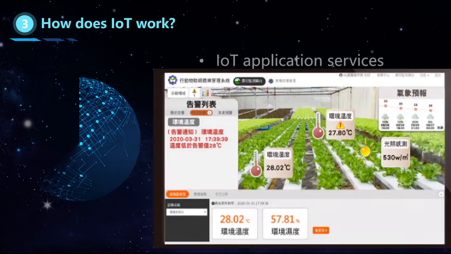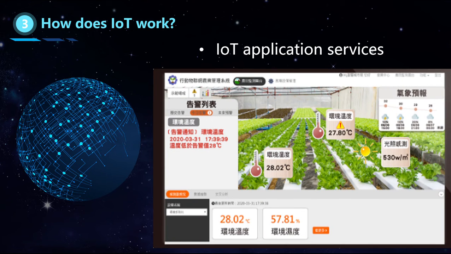Last, let me show you IoT application service. This example is the smart agriculture IoT. Farmers who plant crops can control the growth of the crops in real time through the internet. This system detects the temperature of the environment, the humidity of the air, the humidity of the soil, and brightness of the light, and automatically collects this data.